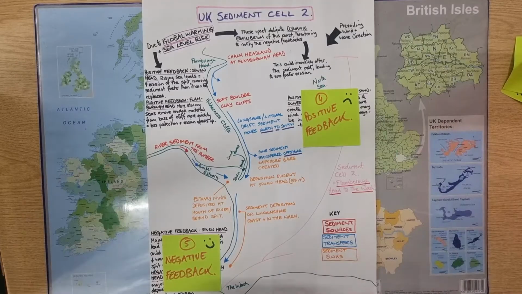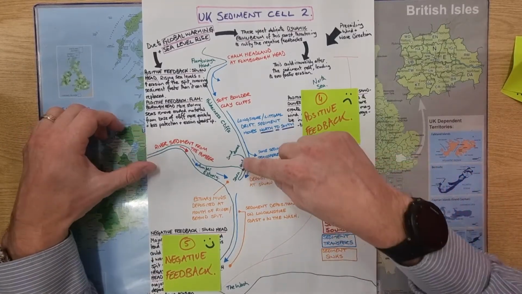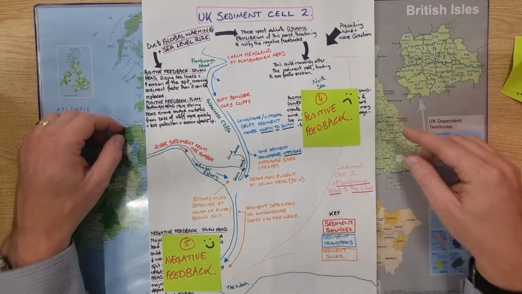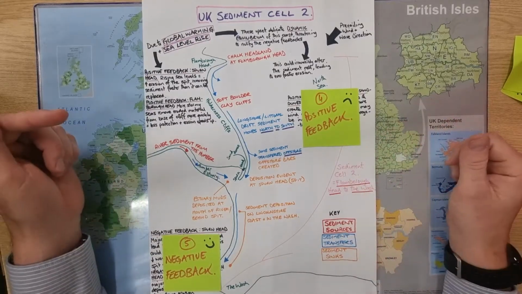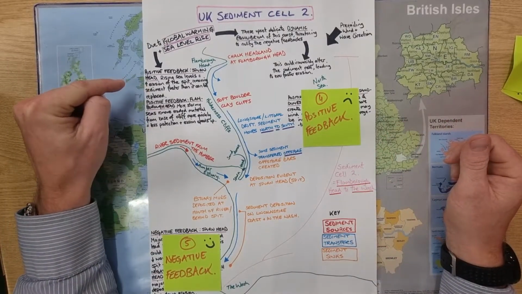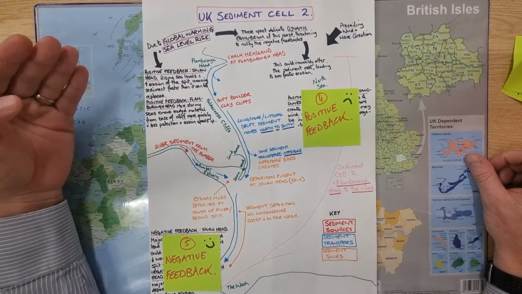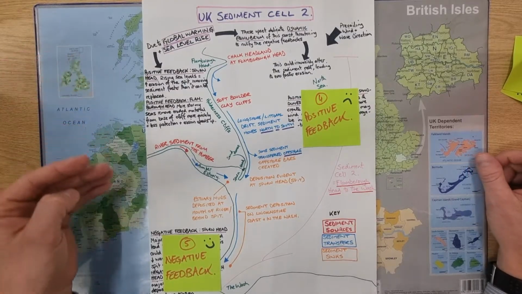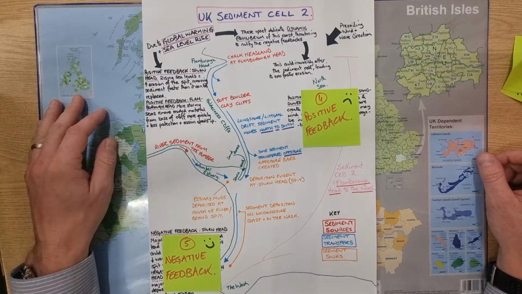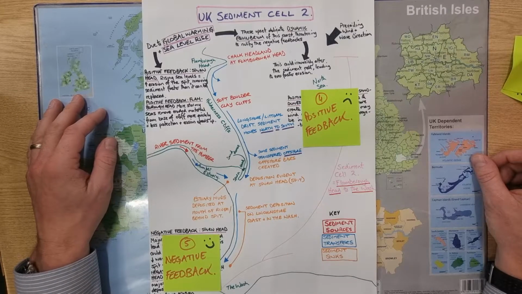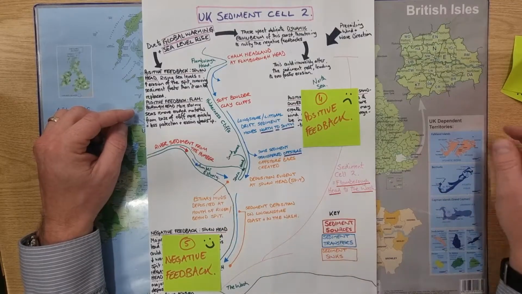Okay, so at Spurn Head, or Spurn Point, this is the spit down here. Rising sea levels lead to faster erosion of the spit. That's going to mean that there's more sediment being removed faster than it can be replaced. So eventually perhaps the spit is lost. It's breached and then lost.